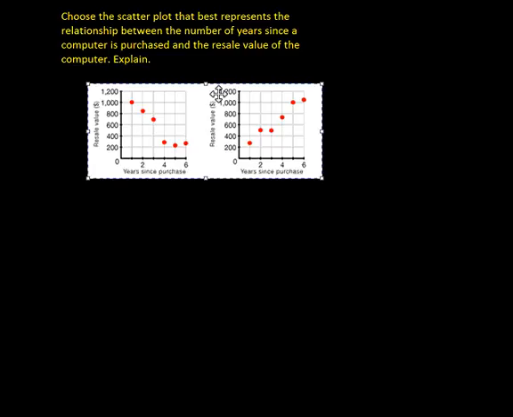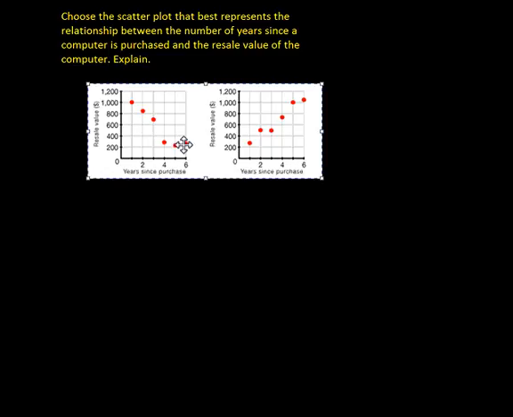We still have resale value on the vertical axis and years since purchase, but it's saying that as time goes on, the price goes up. This is a positive correlation. And now what the question is really saying is, capture the true situation. Which one of these best represents this problem about computers? If you own computers longer and longer, the price goes down just by owning it longer.